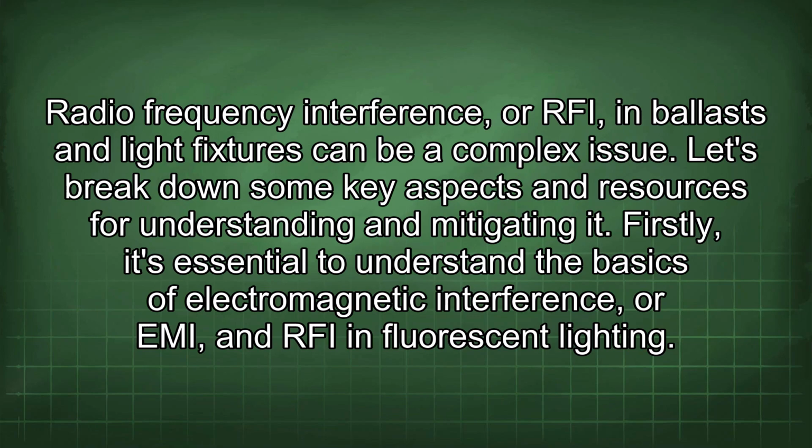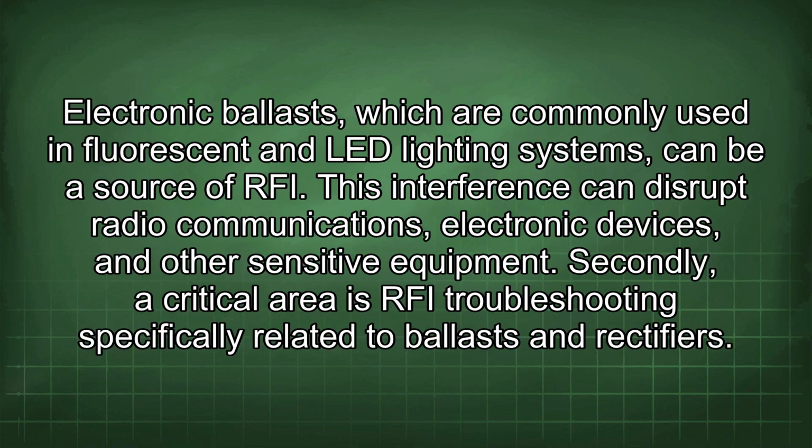Radio frequency interference, or RFI, in ballasts and light fixtures can be a complex issue. Let's break down some key aspects and resources for understanding and mitigating it. Firstly, it's essential to understand the basics of electromagnetic interference, or EMI, and RFI in fluorescent lighting. Electronic ballasts, which are commonly used in fluorescent and LED lighting systems, can be a source of RFI. This interference can disrupt radio communications, electronic devices, and other sensitive equipment.